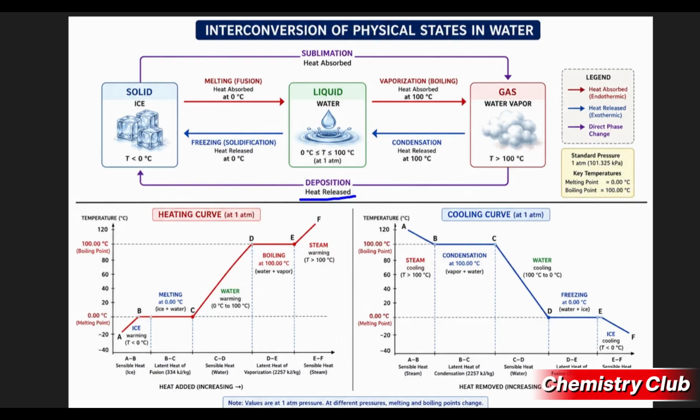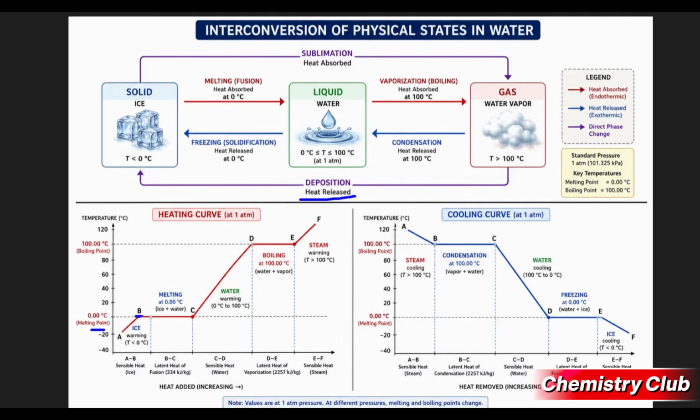Now let's see the heating curve and cooling curve. These two are drawn separately to clear the topic. So first of all, let's see the heating curve. In the heating curve, when temperature is increased from -20 as is shown here, it will start melting at point B, and this temperature is 0 degrees Celsius, and it is also called the melting point.